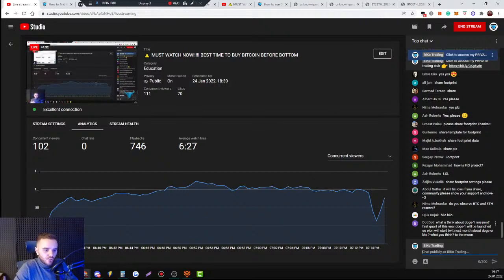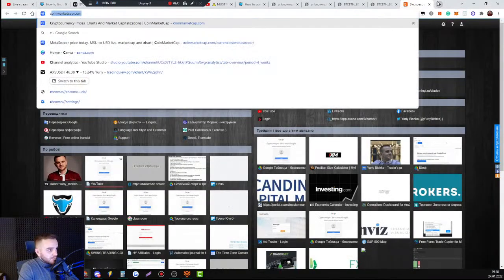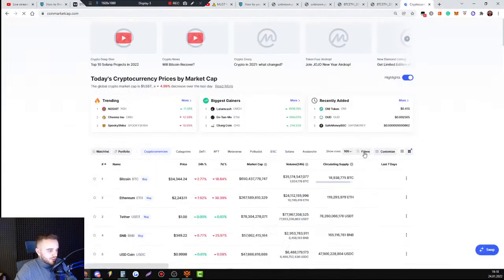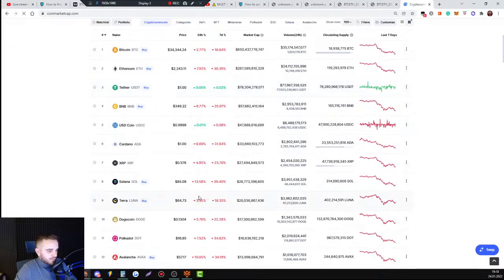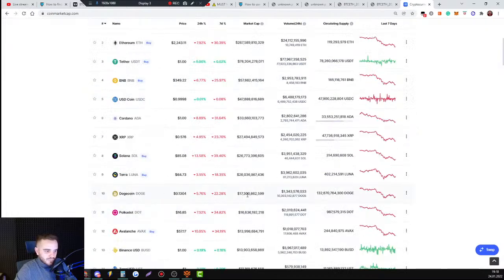What do you think about the Doge One mission? In the first quarter of this year, Doge will be launched, so Elon will start tweeting next month about Doge or BTC. What do you think? To the moon. Oh my god, the biggest problem of Dogecoin is that the market cap of Dogecoin is still too big, 7 billion. Take a look, just compare.